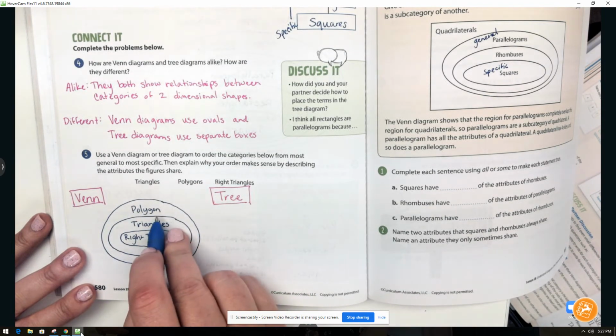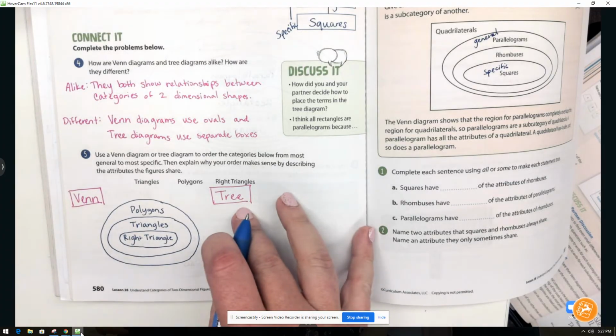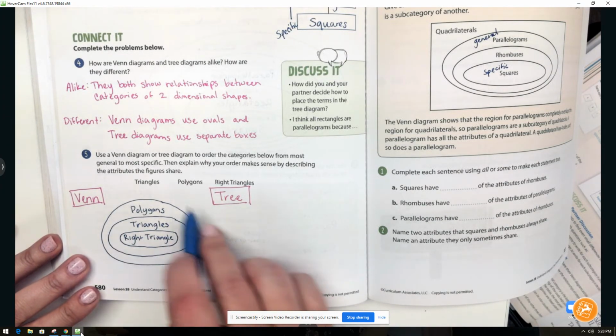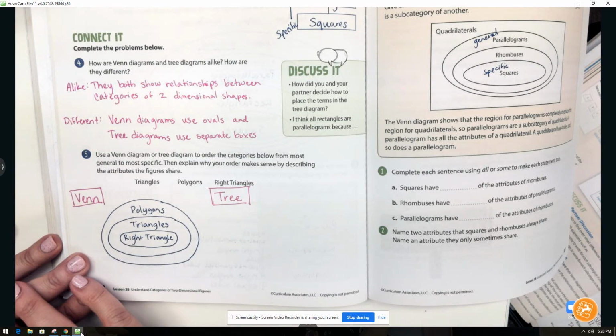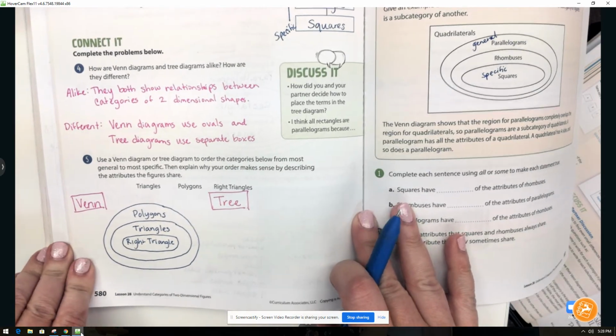Polygons are any shape with 3 sides or more. So some polygons are triangles, and some of those triangles are right triangles, but not all polygons are triangles. Polygons could also be quadrilaterals, which have 4 sides.